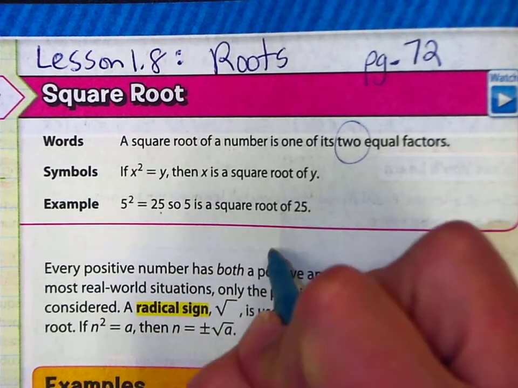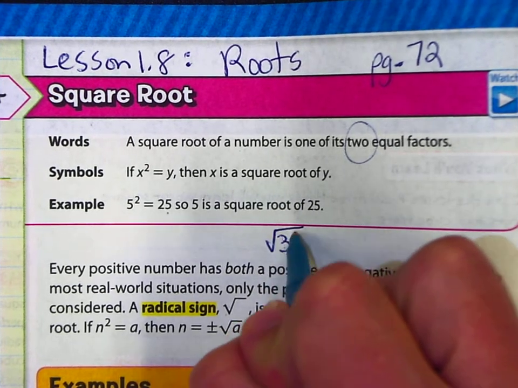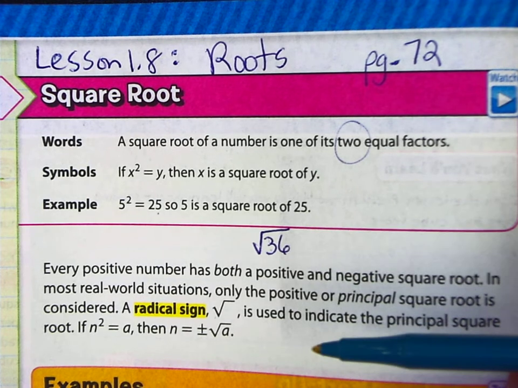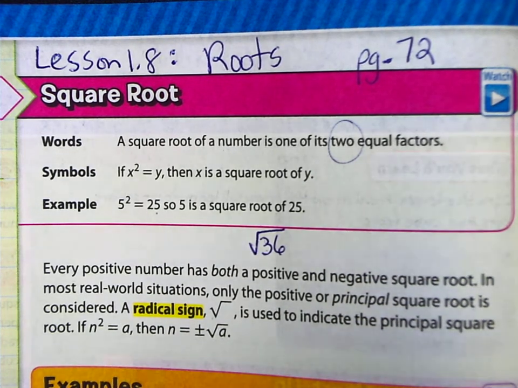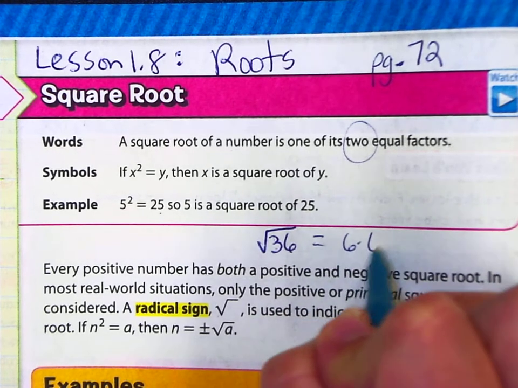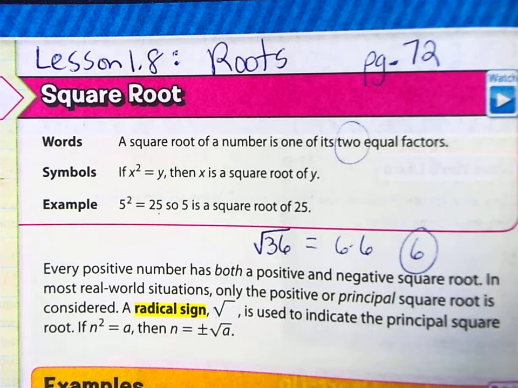So for example, this is your radical sign, and if we had 36 inside, we would think, what number times itself, what number would I write down twice and multiply to get 36? Well, 6 times 6 is 36, so the square root of 36 is 6.